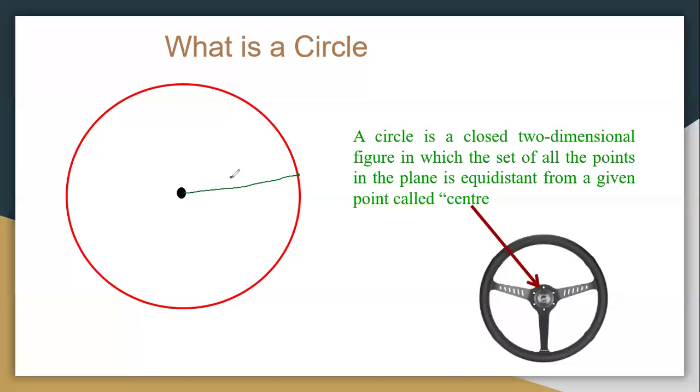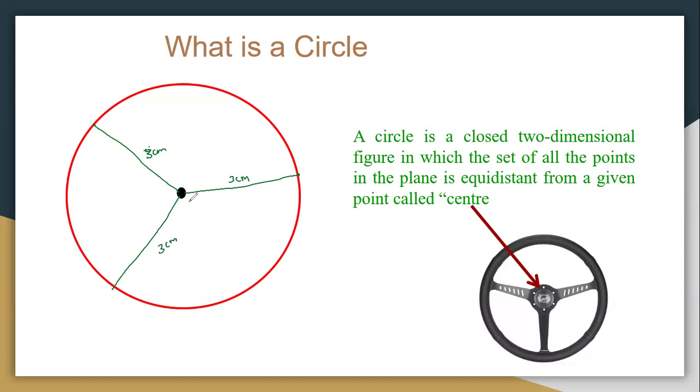Take an example. If this is 3 centimeters, any line you are going to draw from this center to meet at the circle, that distance must be the same. So this one should also be 3 centimeters. When I draw a line from here up to here, this one must be 3 centimeters. That is what we call a circle.